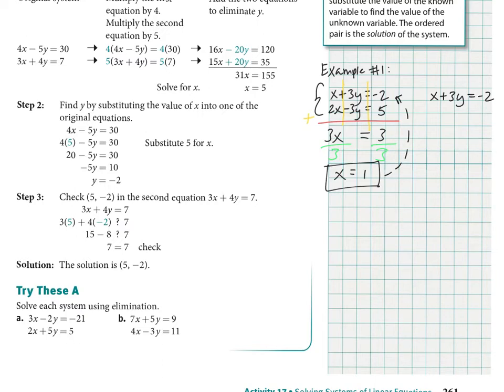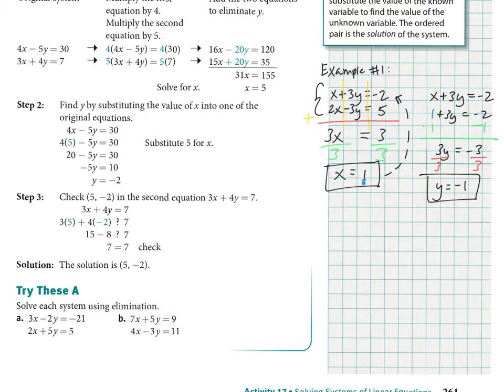So let me go ahead and make this a different color so that you can see that it stands out. So we are going to plug in 1 for x, and then we're going to put 1 plus 3y equals negative 2. And now we can solve for y. The best way to solve for y is subtracting 1, subtracting 1. All right, what do we end up getting? We get 3y equals negative 3. And then last but not least, we can divide by 3 to both sides. So lo and behold, we have y as negative 1.